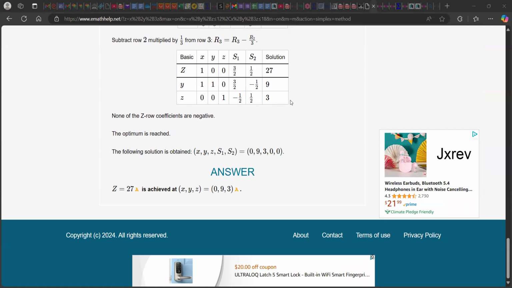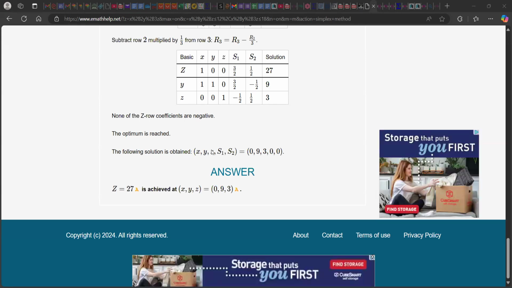And the maximum solution is, okay, your maximum value of Z is 27. And it occurs when Y equals 9 and Z equals 3. Notice X is not in the solution, right? Because if you watch here, there's no X here, right? There's no X here. So your solution is X equals 0, Y equals 9, Z equals 3. And at this point, Z is 27. That's your maximum value.